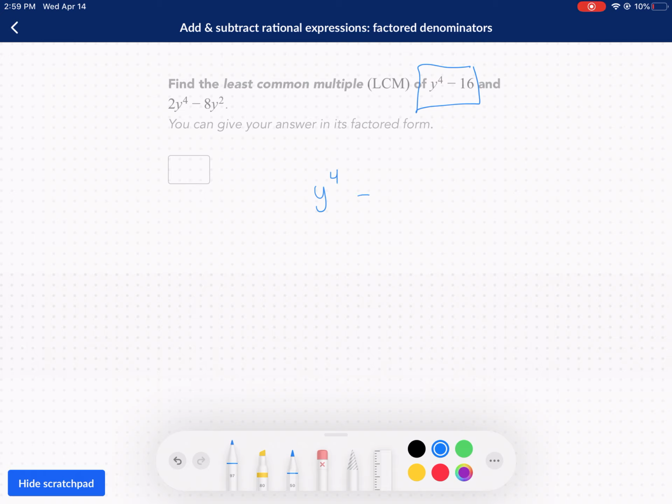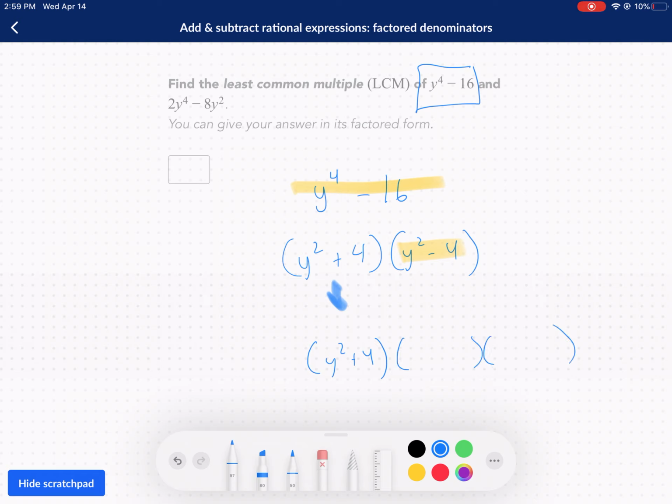So y to the fourth minus 16. We need to factor this. This is difference of squares, so this is going to break down to y squared plus 4, and then y squared minus 4. But this is, again, so this was difference of squares. Then we have difference of squares again. So we're going to drop this down. This is going to be y squared plus 4, and this becomes another set of difference of squares, y plus 2, and then y minus 2.